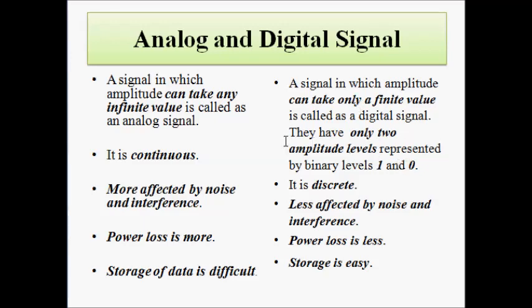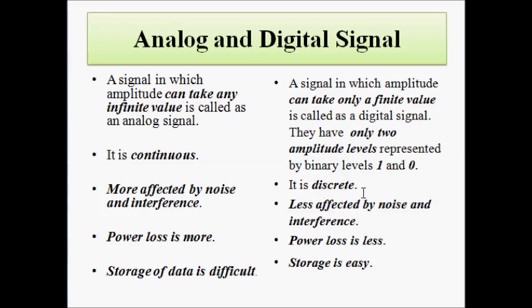Of course, as it can take an infinite number of values, the analog signal is continuous, but the digital signal is discrete. As I said, a discrete time signal is constructed by a process called sampling, which is a part of analog to digital conversion. So the digital signal is discrete in nature.